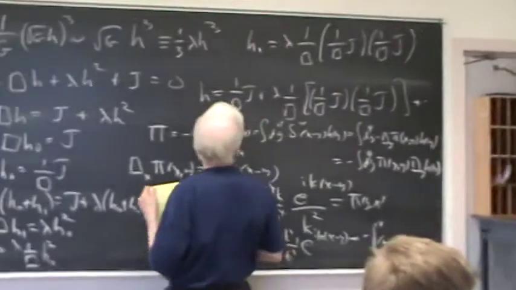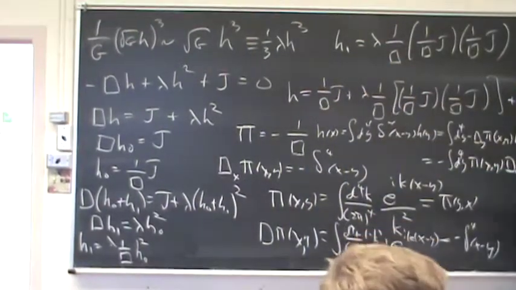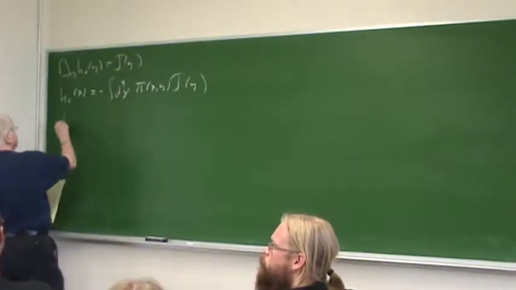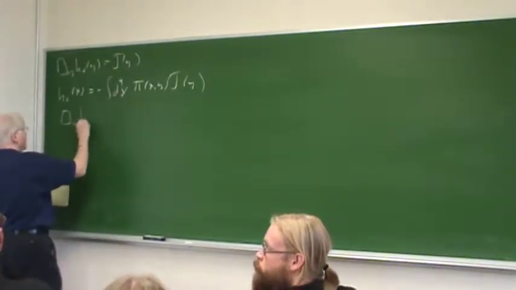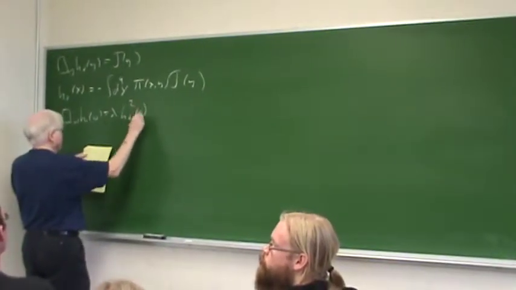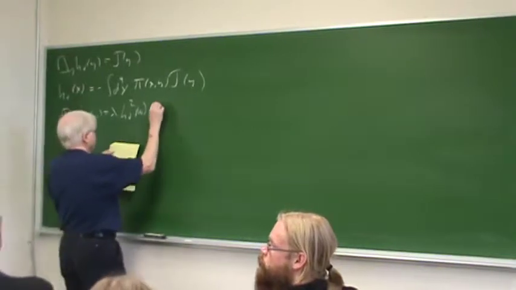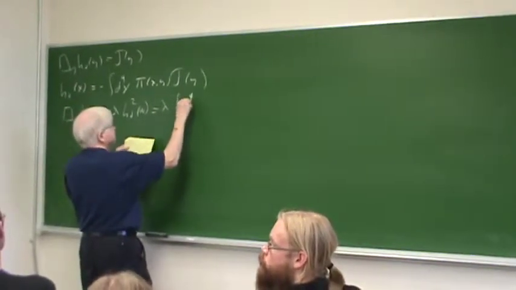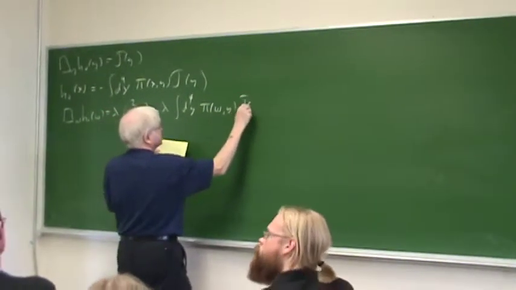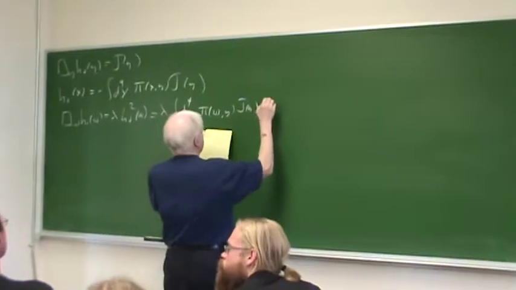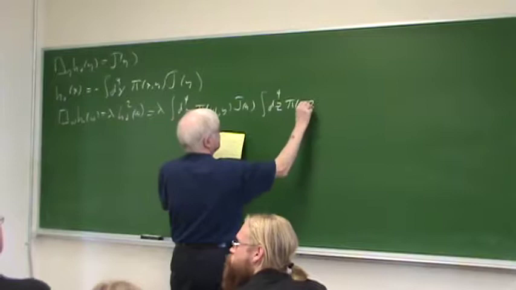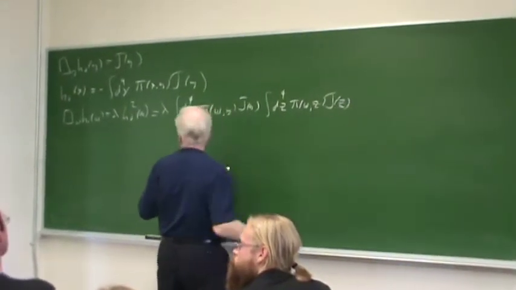And then the part that looks like this, the way we would generate that is we'd say box_w h1(w) is lambda h0 squared of w. And that is lambda d⁴y π(w, y) j(y) times, say, d⁴z π(w, z) j(z).